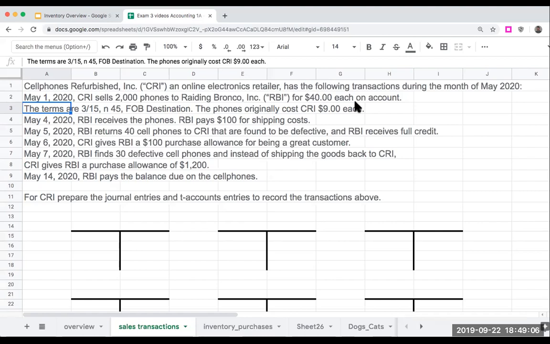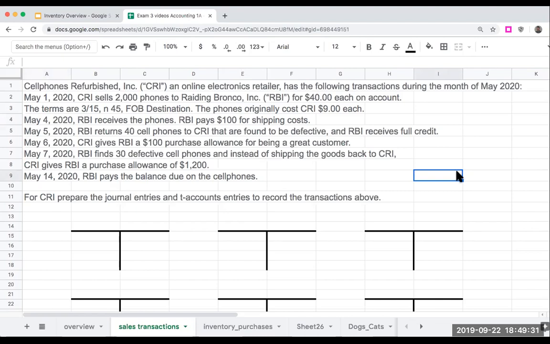Okay. So there's two things going on here. Because this is being sold FOB destination, we need to record this transaction when the goods are actually received by RBI. Here they're received on May 4th. So we're going to actually make this transaction, or the sale, happen on May 4th.